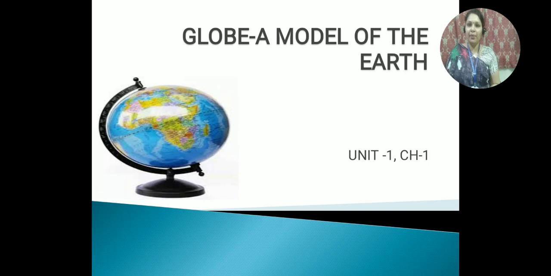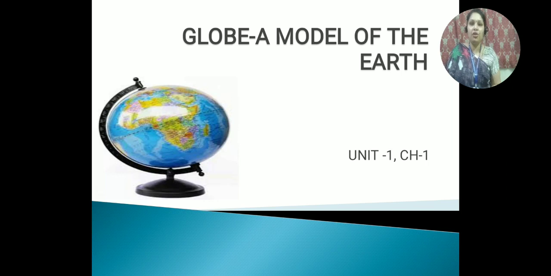How is the day? So now we will start with our social science chapter, Globe, a model of the earth. Chapter number 1, Globe, a model of the earth. In the earlier classes, we have discussed what is the shape of the earth, what is a globe, and what are the advantages of globe. In this session, we will study the further topics of this chapter.